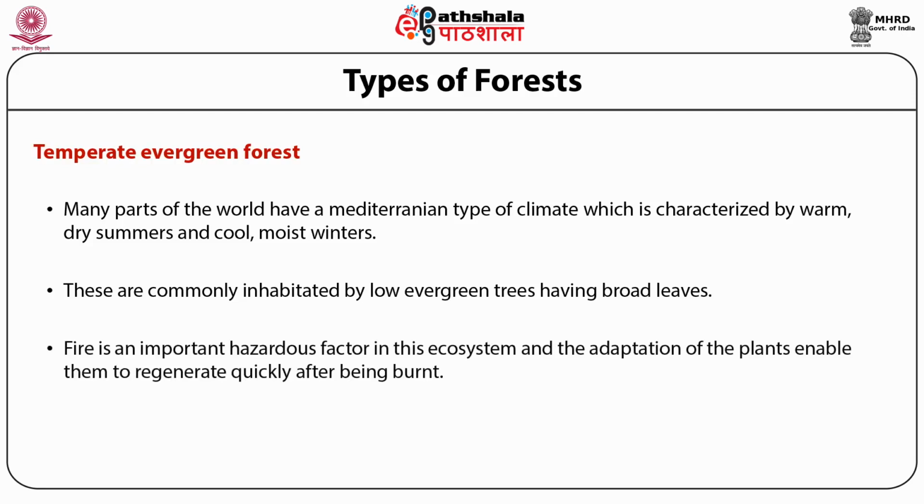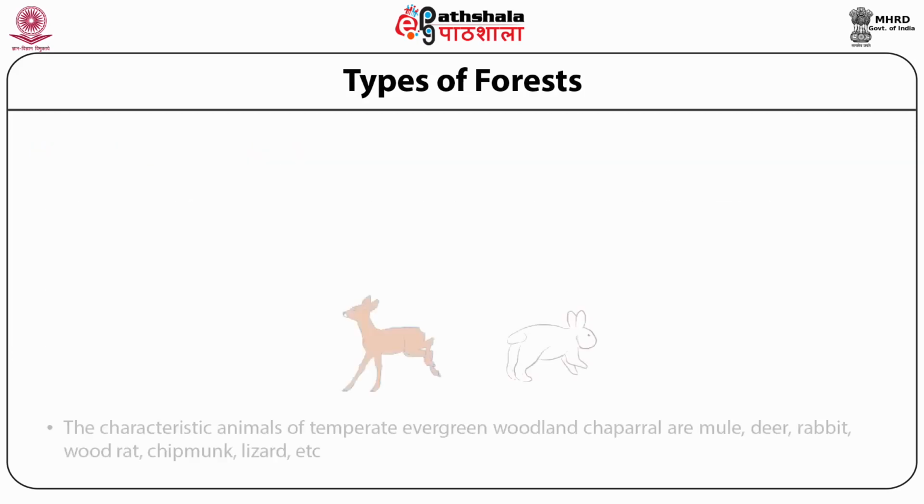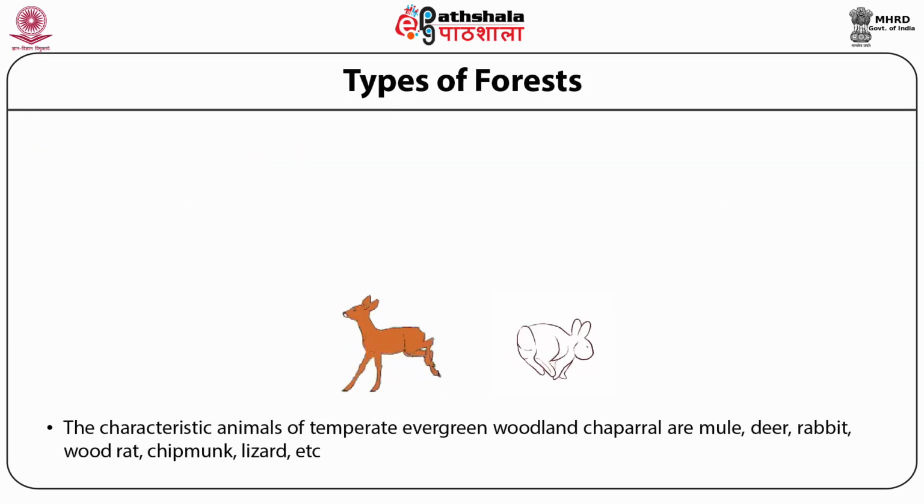Fire is an important hazardous factor in this ecosystem, and the adaptation of the plants enables them to regenerate quickly after being burnt. The characteristic animals of temperate evergreen forests are mule deer, rabbit, wood rat, chipmunk, lizard, etc.